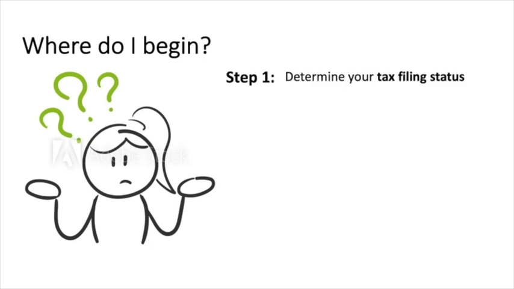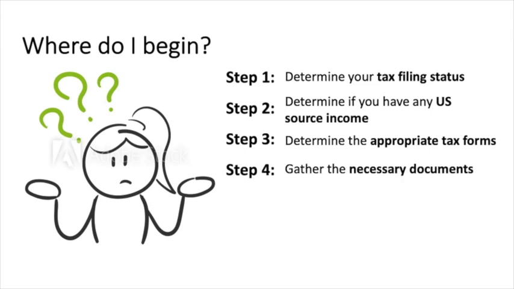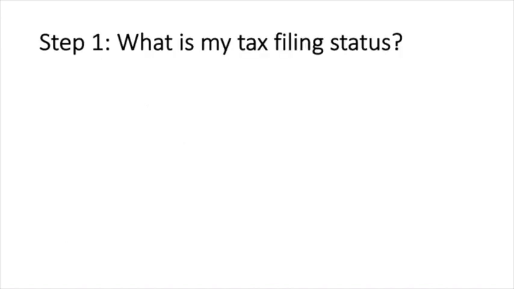There are 6 steps. First, determine your tax filing status. Next, determine if you have any U.S. source income. These will then determine the appropriate tax forms. Then you need to gather the necessary documents, fill out your tax forms, and then print, sign, and mail your forms before the deadline. So let's go back to step 1. What is your tax filing status?